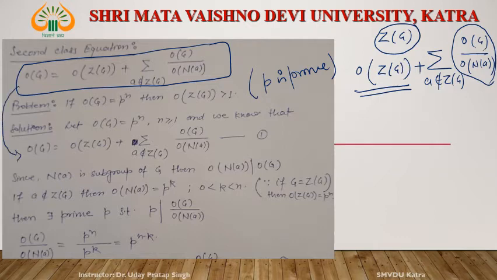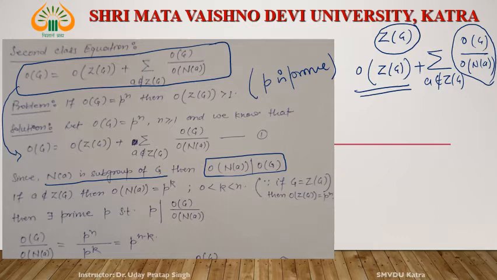Order of G is equal to order of Z(G) plus summation over a not belonging to Z(G) of order of G by order of N(a). What is N(a)? N(a) is a subgroup of G. In fact, a normal subgroup of G. But N(a) is a subgroup of G, it means by Lagrange's theorem, order of N(a) divides order of G, since G is a finite group.